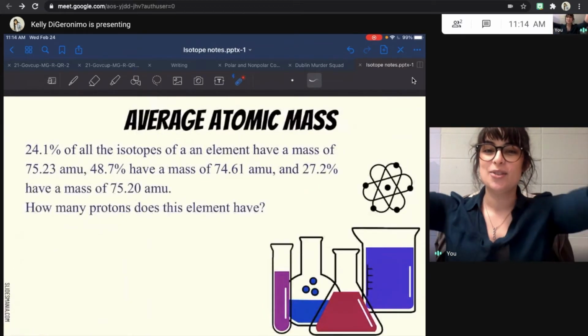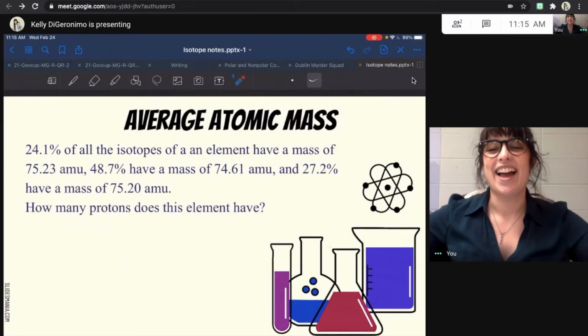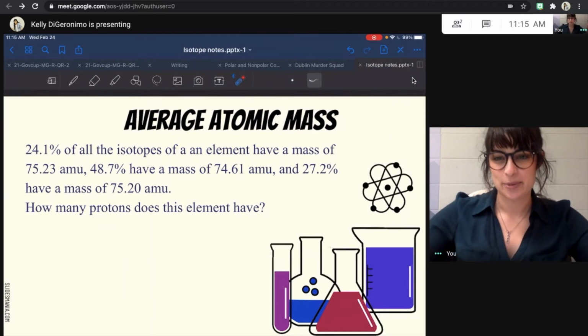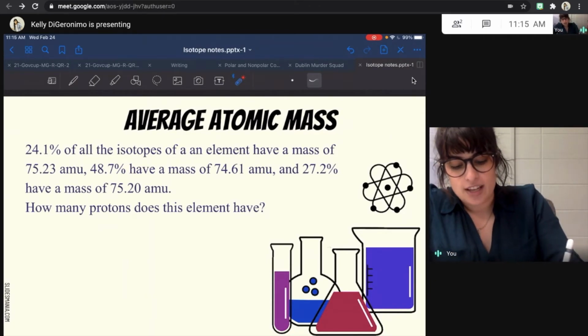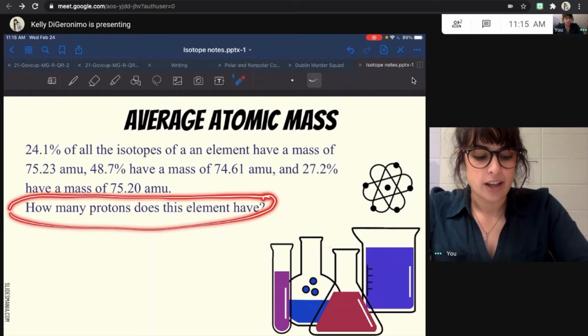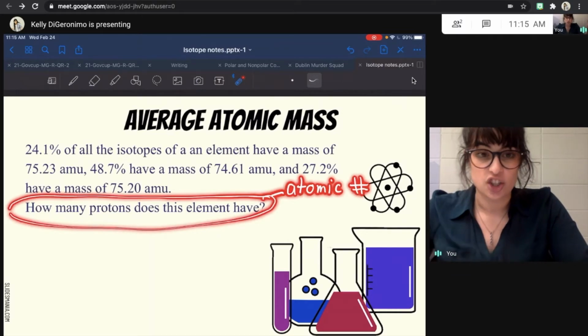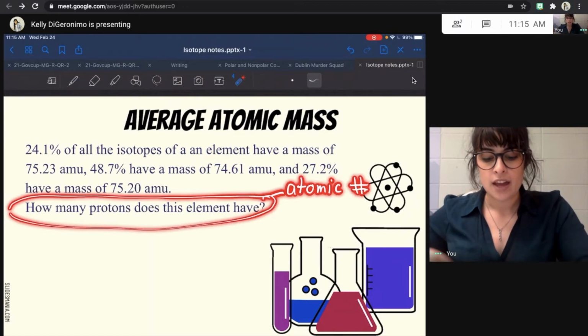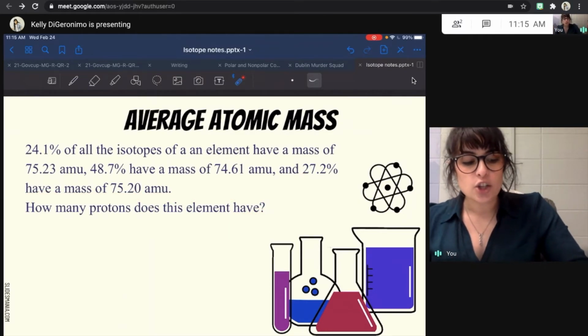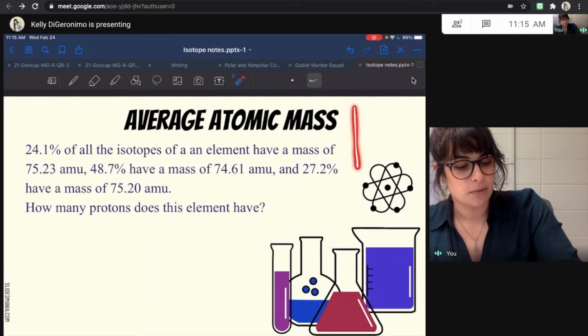Okay, we're going to do another big scary word problem together and just buckle up. The final question is, how many protons does this element have? So we need the atomic number. We don't know it. We don't know what this element is. It's just an element. So what we need to do is some detective work.